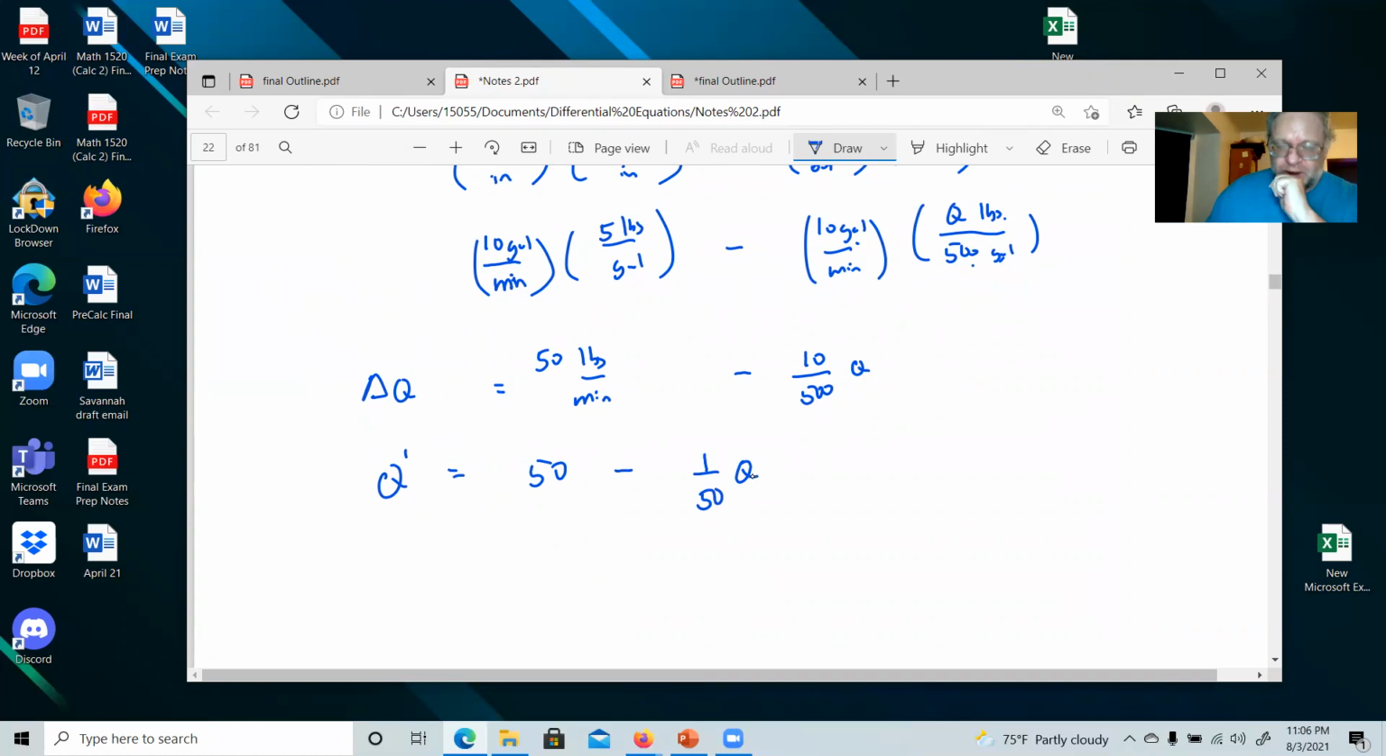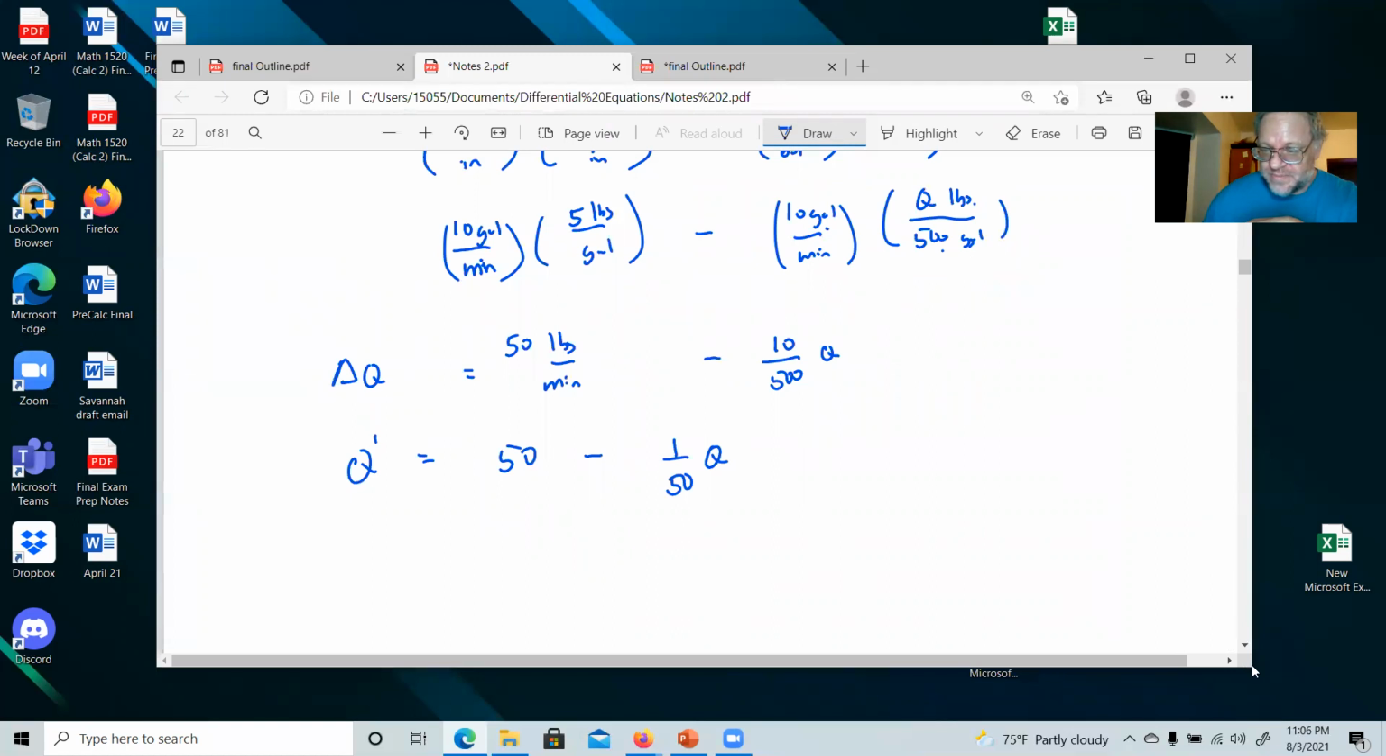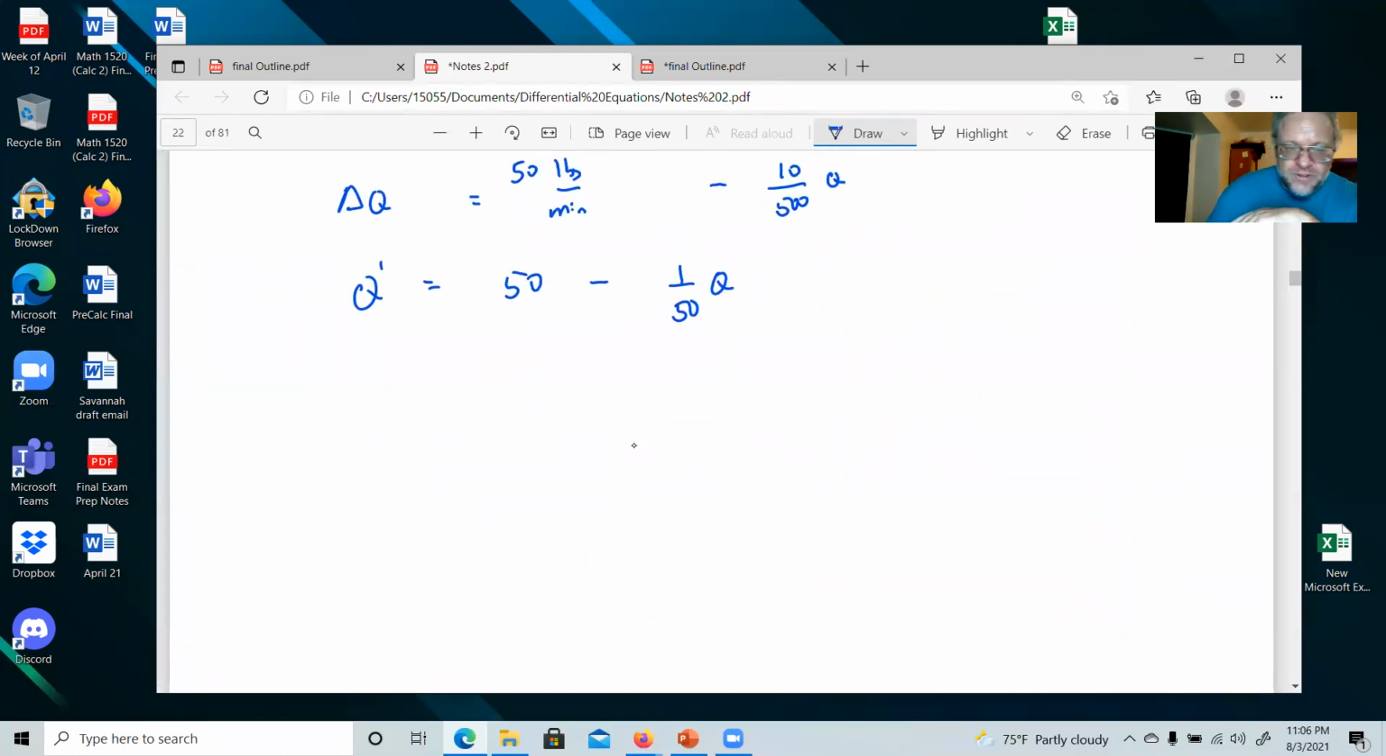Normally, if I was going to write this problem, I might change it a little bit so there weren't quite so many 50s floating around, because that's going to get a little confusing, and you'll see why when we get there. But it's not too much of a problem. Okay, so we end up with Q' plus 1/50 Q is equal to 50.